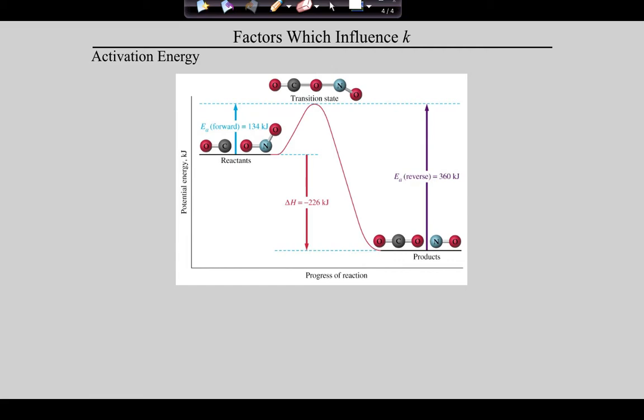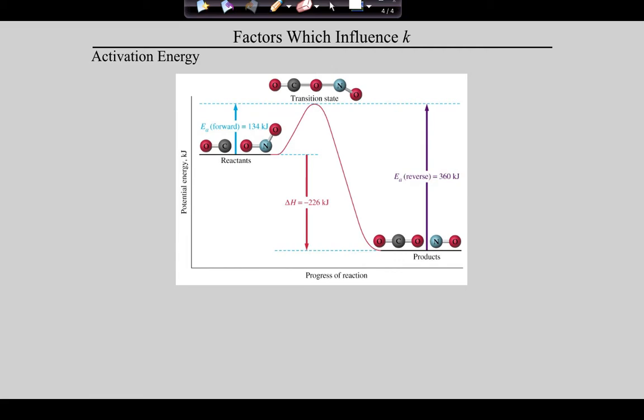So this is the reaction between nitrogen dioxide and carbon monoxide. But the idea here, guys, is if you take a carbon monoxide molecule and a nitrogen dioxide molecule, and you slam them together, and they don't hit with enough energy to get over the hump, they just roll back down. Remember the putt-putt analogy? They just roll back down as if nothing happened. So the rate of the reaction is determined by the number of these collisions that get over the hump.